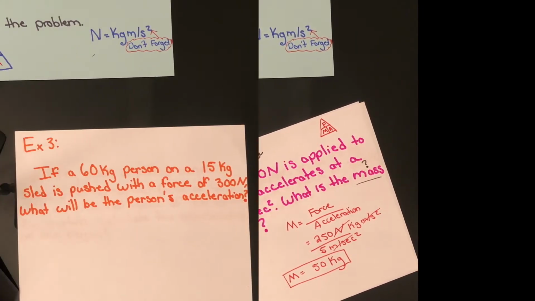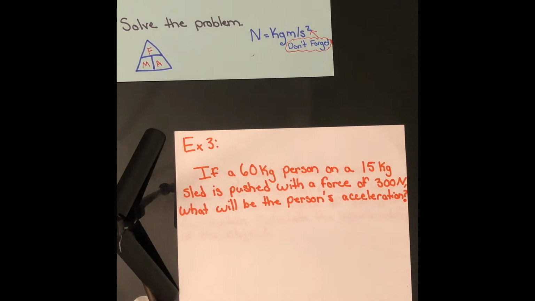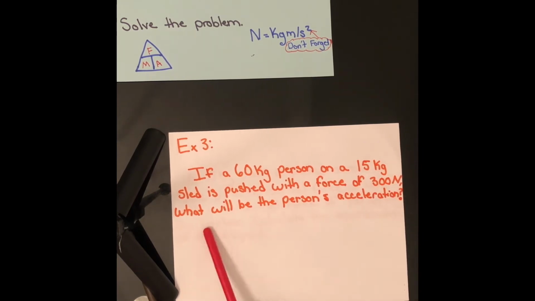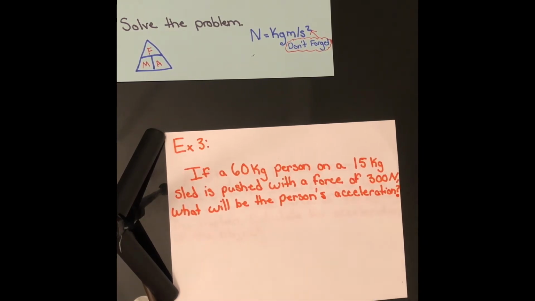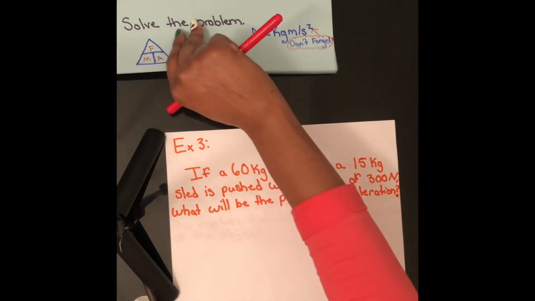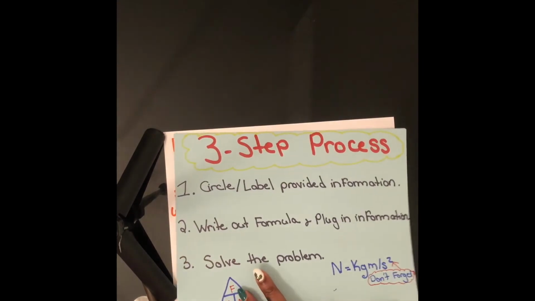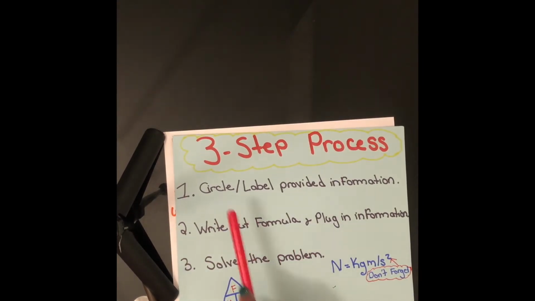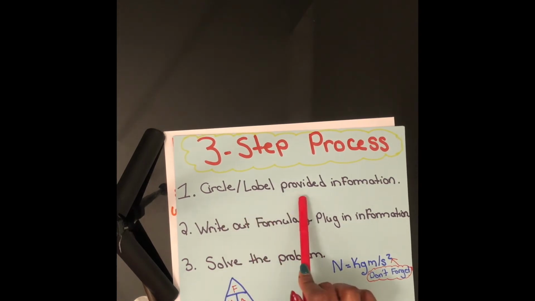We are now on example number 3. If a 60 kilogram person on a 15 kilogram sled is pushed with a force of 300 newtons, what will be the person's acceleration? Again, we're following our handy dandy 3-step process. We're going to start off by circling or labeling the provided information.